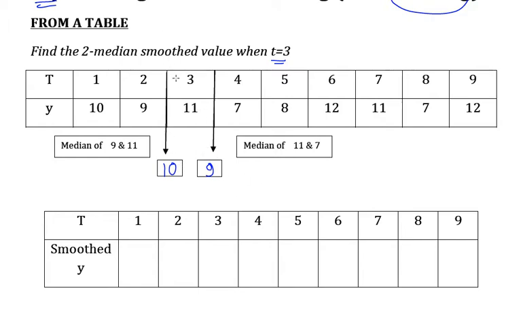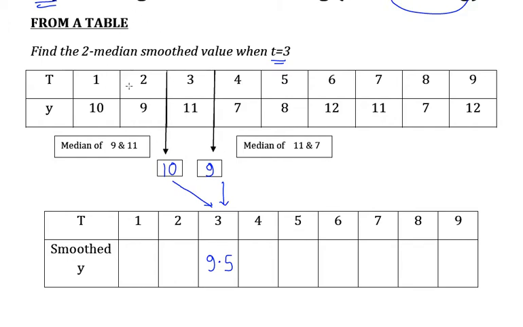So now if I find the average of those, or the median of those, because it's actually going to be the same thing, the average of those two is 9.5. So my smooth value for when t equals 3 is 9.5.